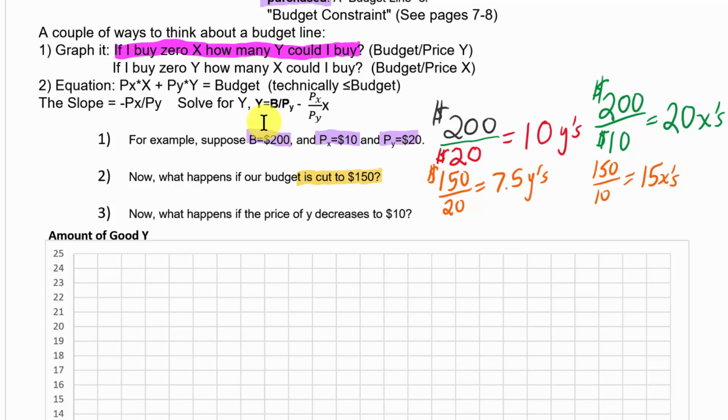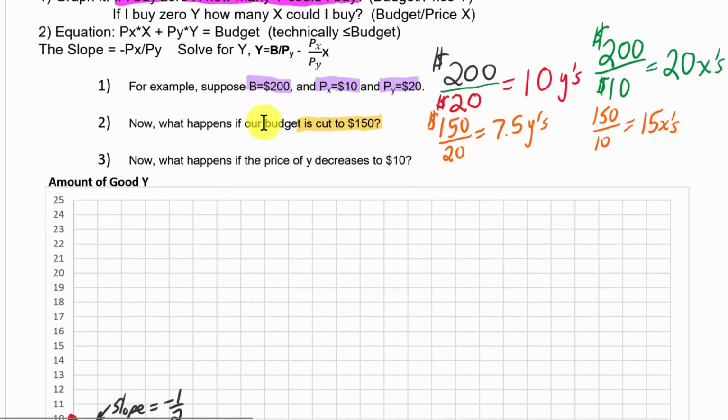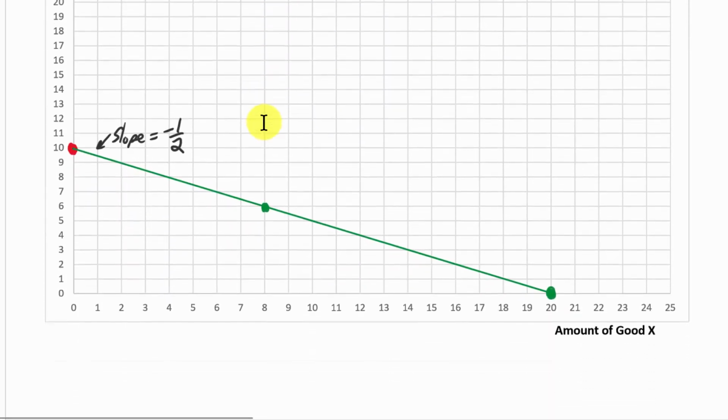Let's graph those points and graph the line that connects them. So the first point is 0 x's and 7.5 y's. If we bought 0 y's, we could afford 15 x's. And we connect those 2 points. So what do we see about this line? What happened to the slope? Well, the slope is exactly the same, right?